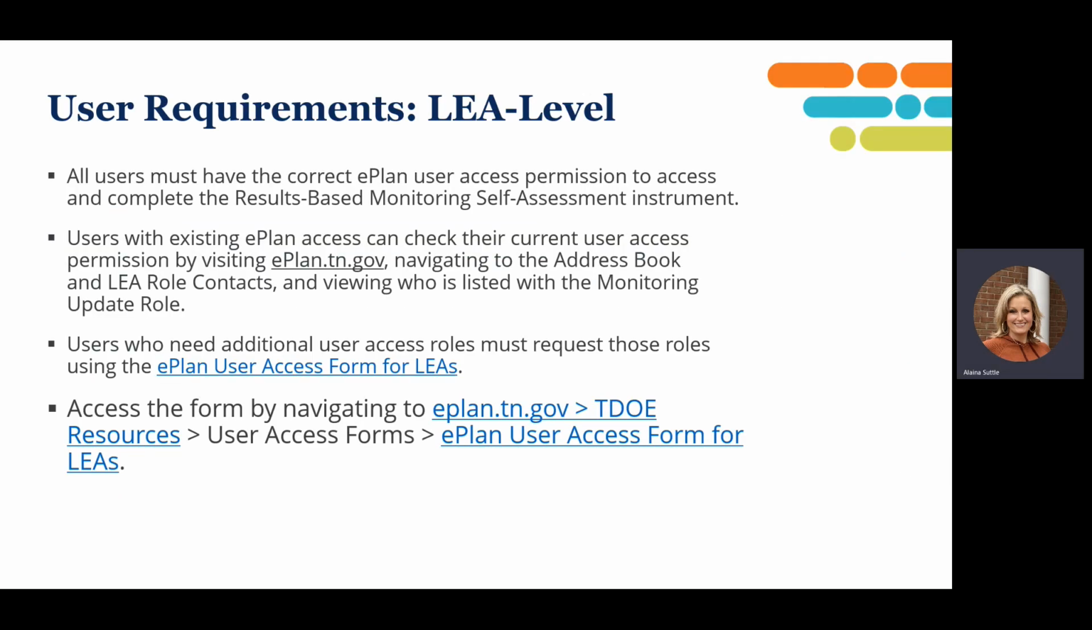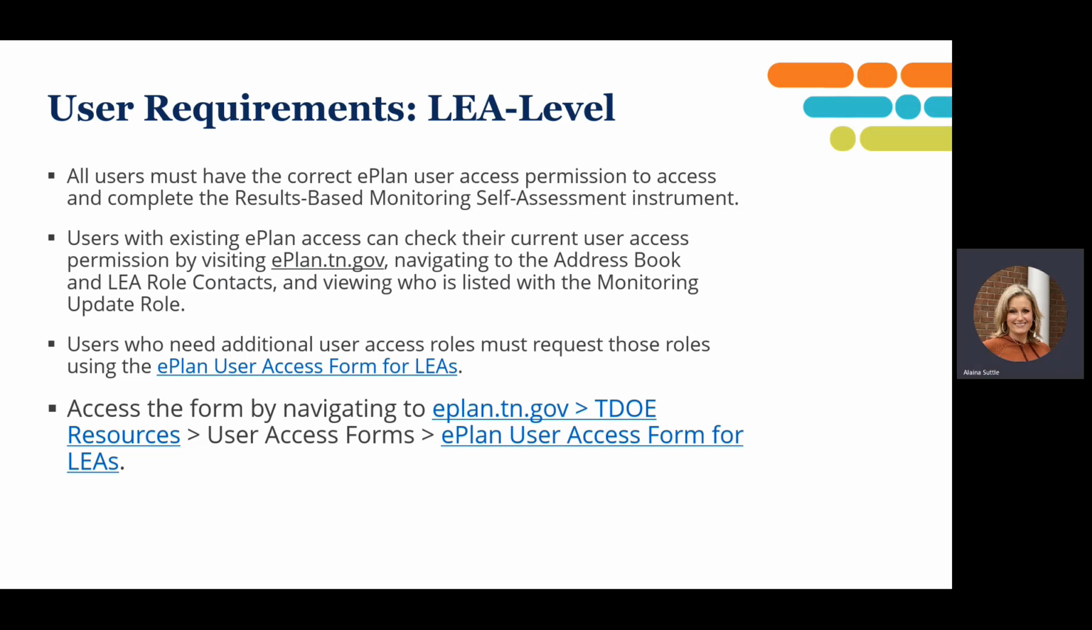User requirements at the LEA level. All users must have the correct ePlan user access permissions to access and complete the results-based monitoring self-assessment instrument. Users with existing ePlan access can check their current user access permissions by visiting eplan.tn.gov, navigating to the address book and the LEA role contacts, and from there you're able to view who all is listed with the monitoring update role.